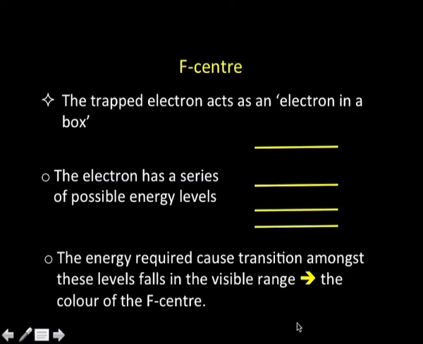So, essentially an F center can be visualized as an electron trapped in an anion vacancy, and this electron has a number of quantized energy levels available to it. When we give radiation to that, part of the visible radiation is absorbed, and as a consequence this material becomes colored. Okay. Now, let us look at some typical observations regarding F centers.